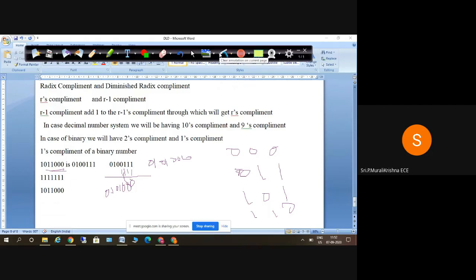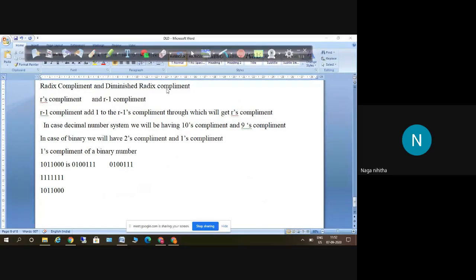So first find the 1's complement, then just add 1 to the 1's complement, and we'll get the 2's complement. Okay, so that is the concept of the 1's complement and the 2's complement. So are you getting my point? Yes, sir. Yeah, so it's very simple, but it's important also. The basic concept is, we'll get the 1's complement of a number by changing 1's to zeros and zeros to 1's.